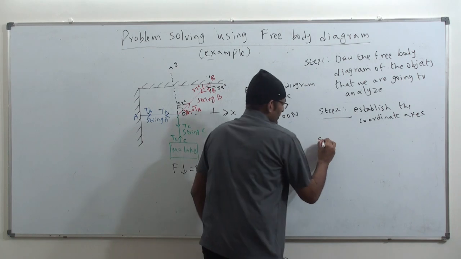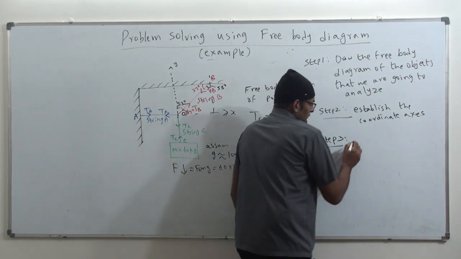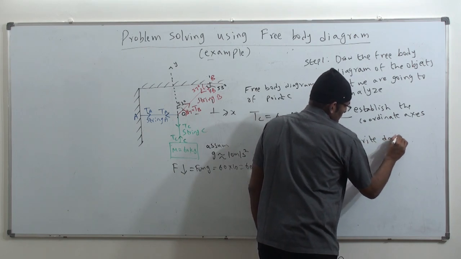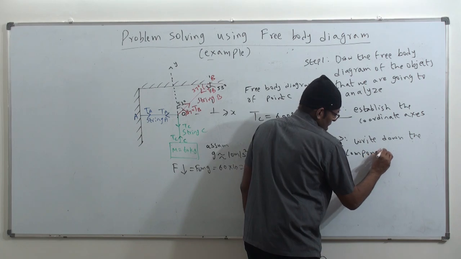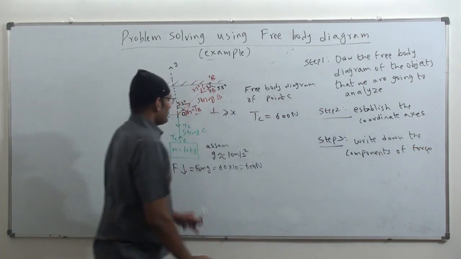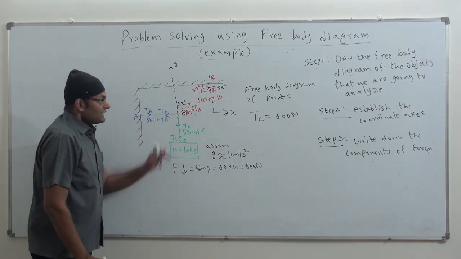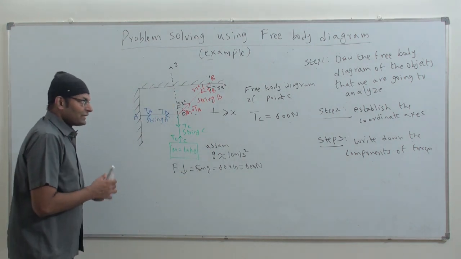Okay. Step 3 is write down the components of force. This is very important. In this case, we can see it is a straight line. It is in the same coordinate axis. Here it is very important. Write down the components of force. It's very important. Let's get into that concept.